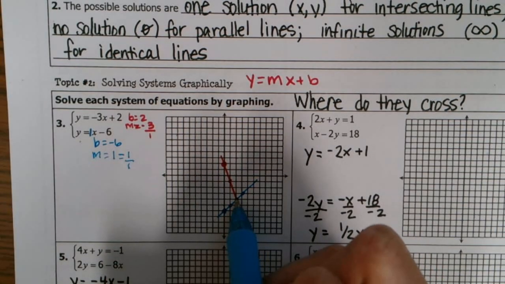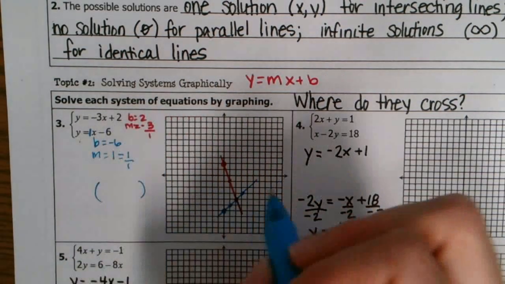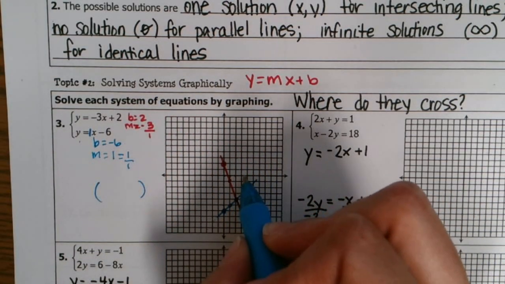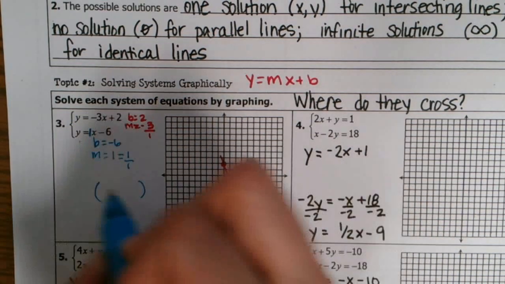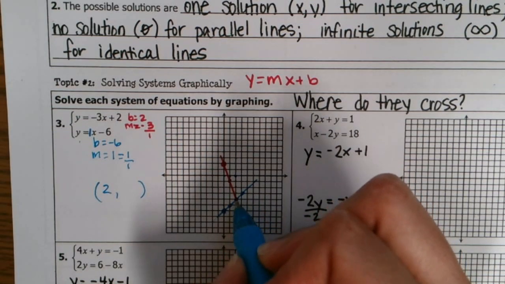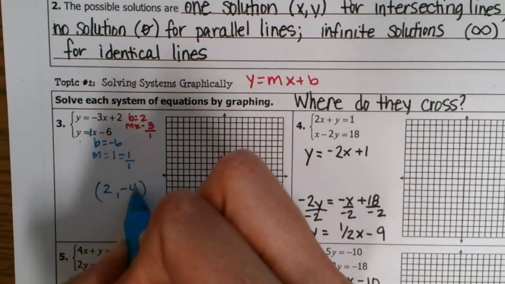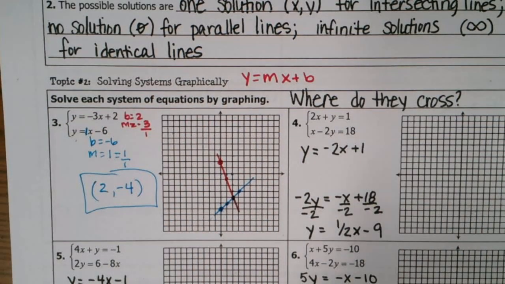So I have to figure out the coordinates of this point. For the coordinates, remember you go left and right first, so 1, 2, to the right, positive 2, and then we go down 1, 2, 3, 4. Since I went down, it was negative 4. This is my solution.